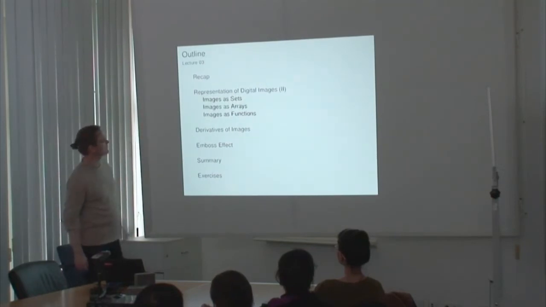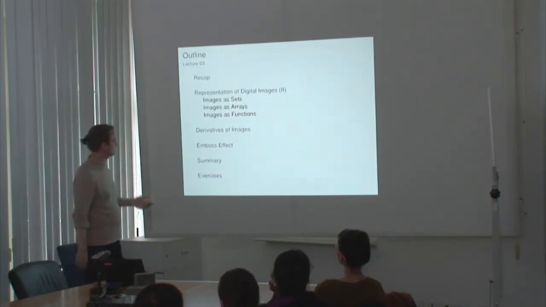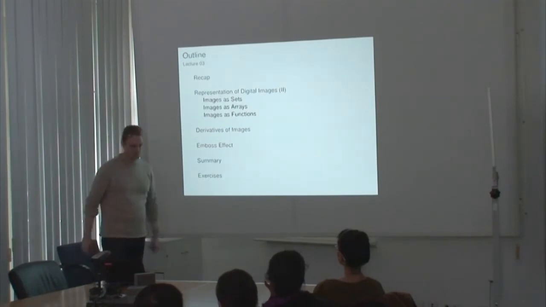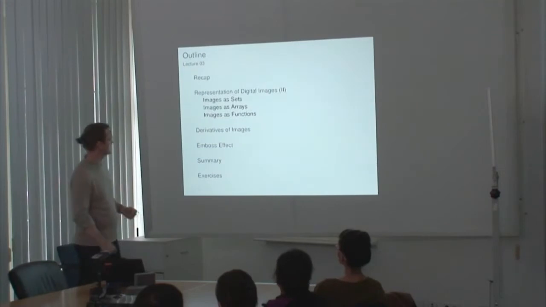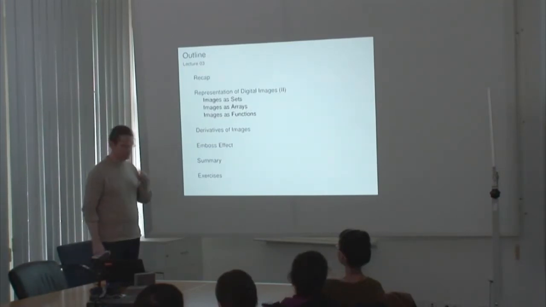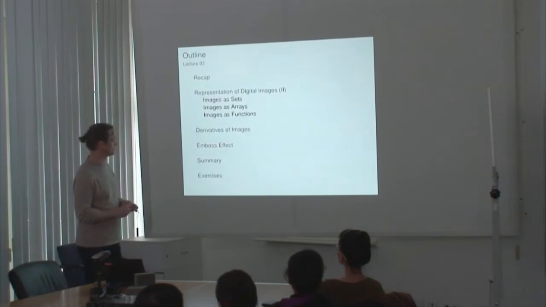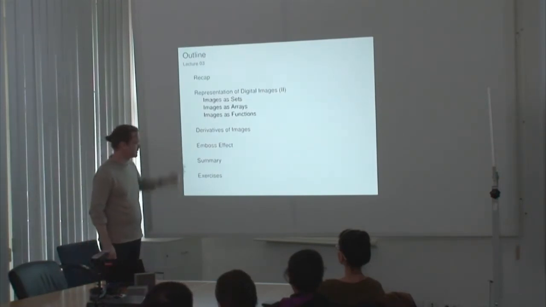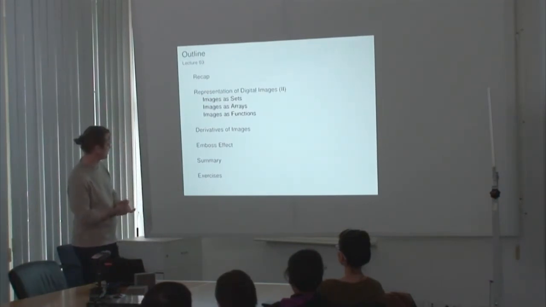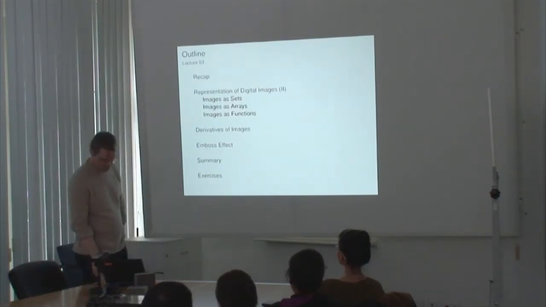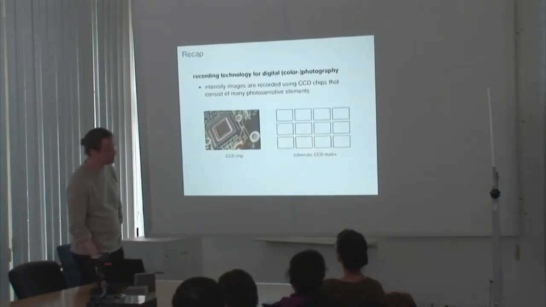Now, once we have familiarized ourselves with these ideas, we can then begin to look into the topic of doing something with images. For instance, today's lecture will look into how to derive images. And once we have seen that, we can have a look at the first artistic image effect, the emboss effect. Close with a summary and a brief discussion as to things you might want to think about at home. All right, here we go.